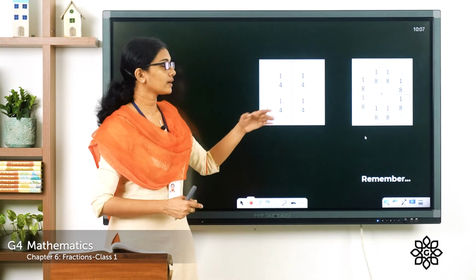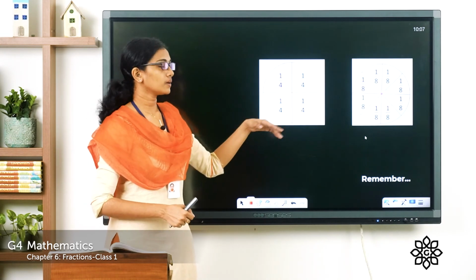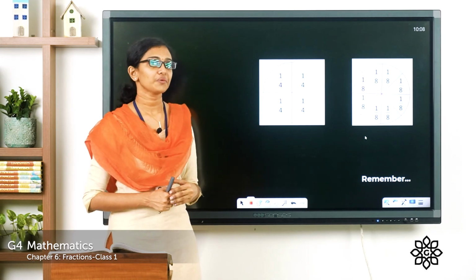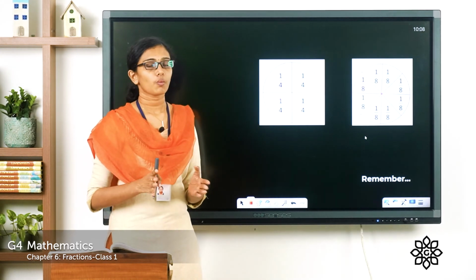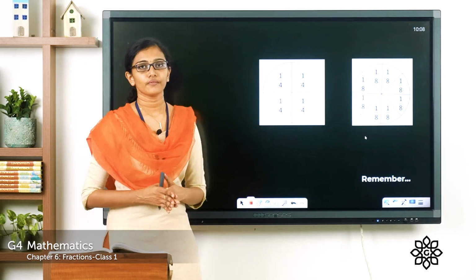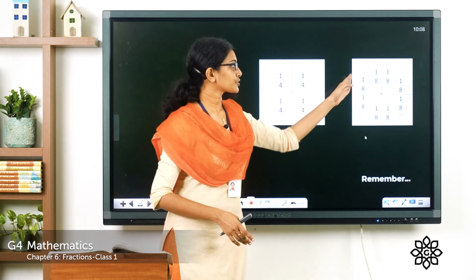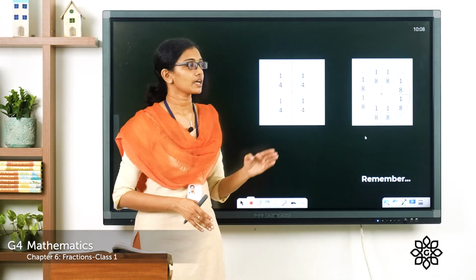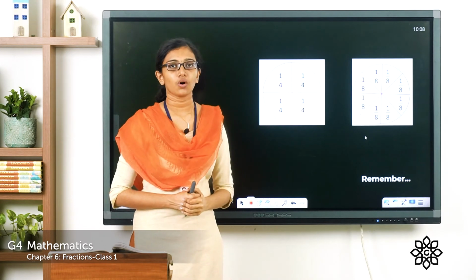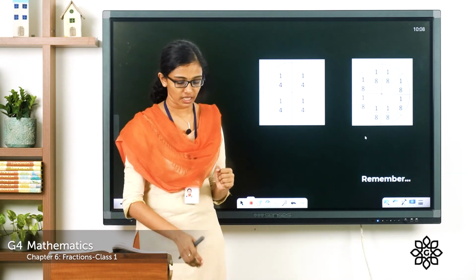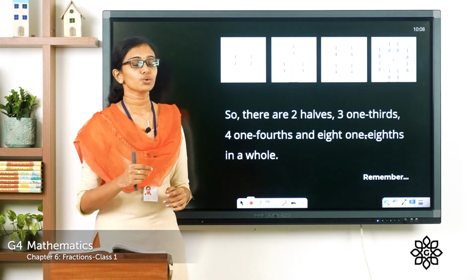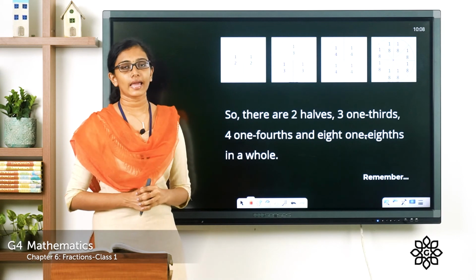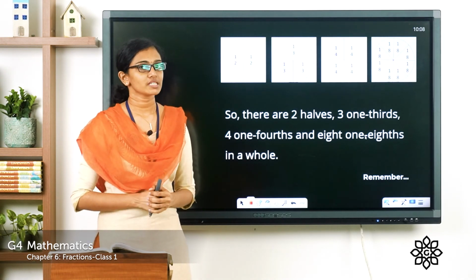Here, one whole is divided into 4 equal parts, and what is the fraction of each part? Each part is equal to 1/4, or 1 by 4. Here you can say one whole contains 4 one-fourths, and here there are a total of 8 equal parts, and in this case one whole contains 8 one-eighths, or 8 1/8s. So in general you can say there are 2 halves, 3 one-thirds, 4 one-fourths and 8 one-eighths in a whole. Hope this is clear to you.